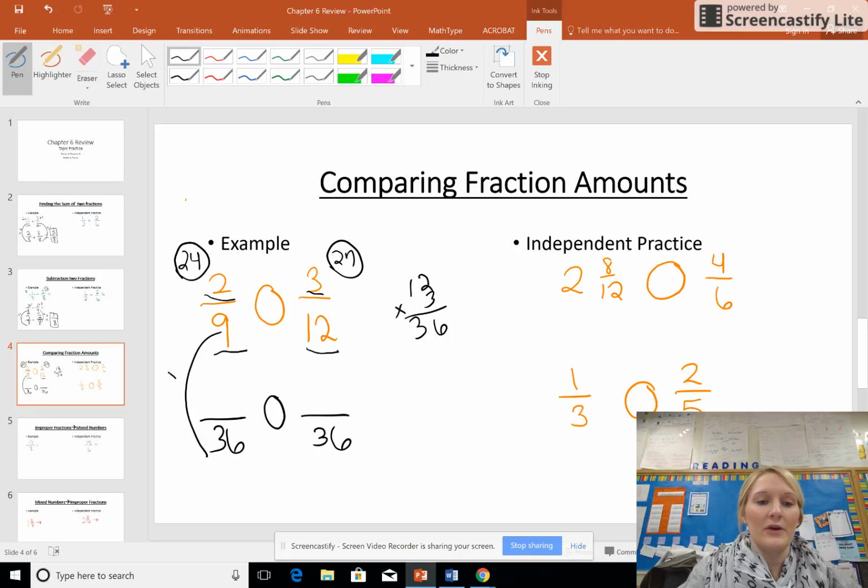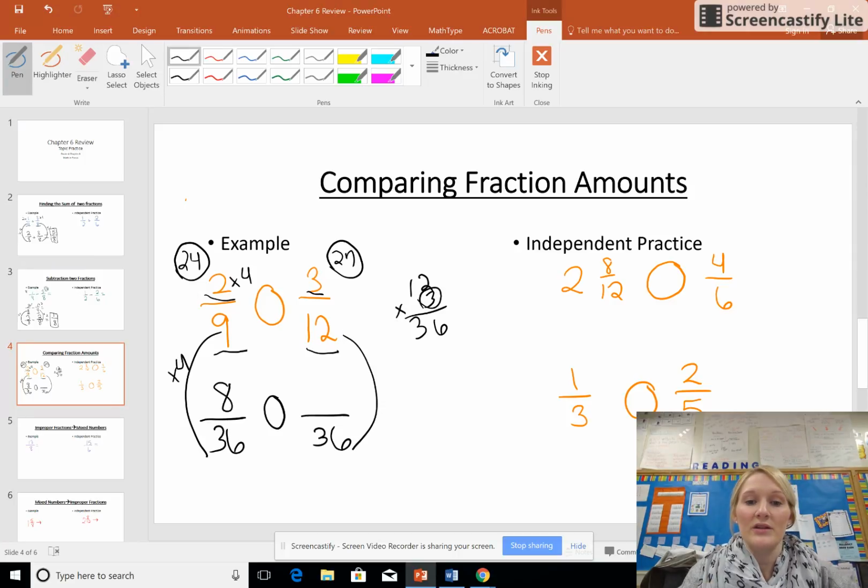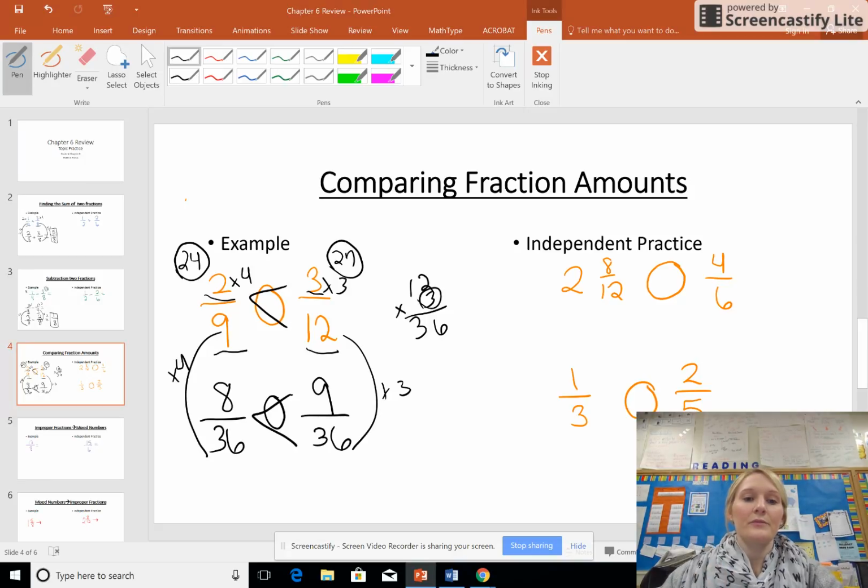How did 9 become 36? I multiplied by 4, so I also need to multiply my numerator by 4 to give me 8. How did 12 become 36? We multiplied by 3, so I'm going to also multiply my numerator by 3. 3 times 3 is 9. If I have 8/36 or 9/36, how much do I have? Obviously 9 is greater than 8, so that would make 3/12 larger than 2/9ths. Go ahead and try the independent practice problems by pausing the video.